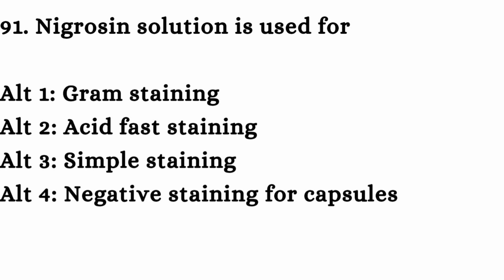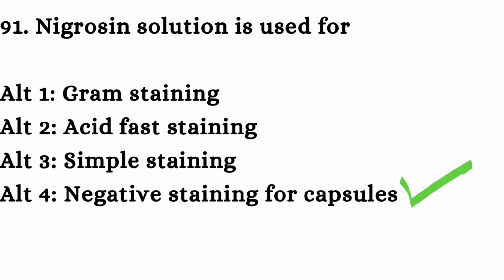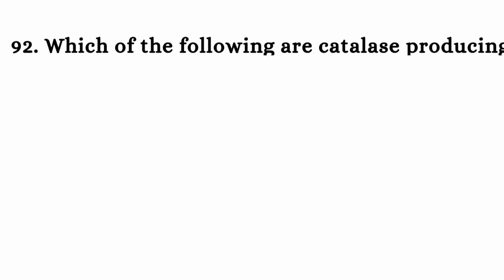Next question. Nigrosin solution is used for option 1 gram staining, option 2 acid-fast staining, option 3 simple staining, option 4 negative staining for capsules. In which of these stainings is nigrosin solution used? The right answer is option 4 negative staining for capsules. For negative staining of capsules of Cryptococcus, we need nigrosin solution.